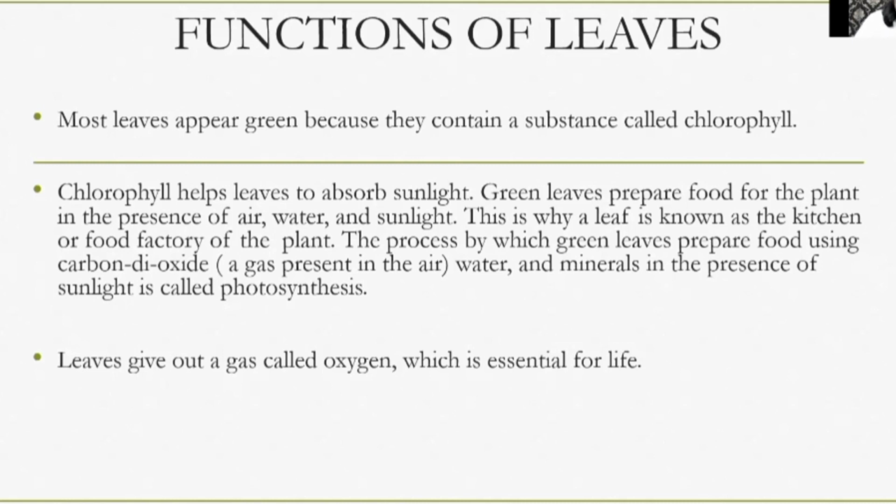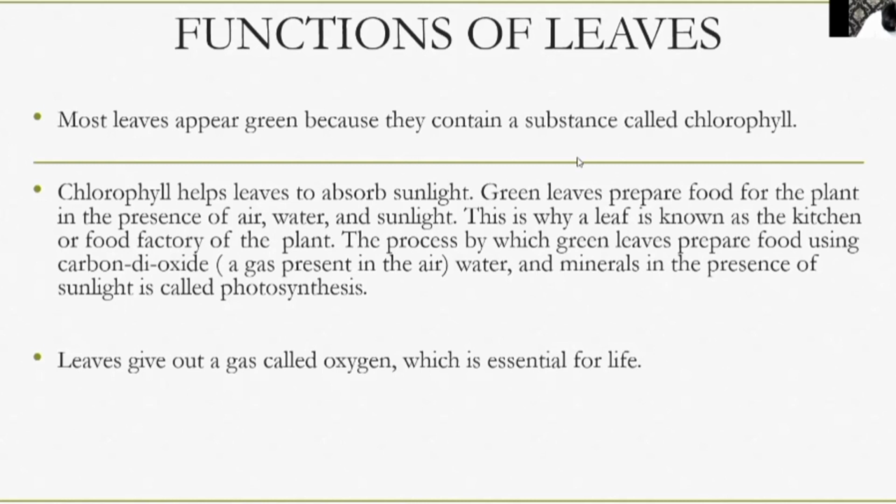So how do they do that? In the presence of sunlight, water and air. They need these three main essential things in order to prepare their own food. This is why a leaf is known as the kitchen or the food factory of the plant, because it helps in making the food, again in the presence of air, water and sunlight.